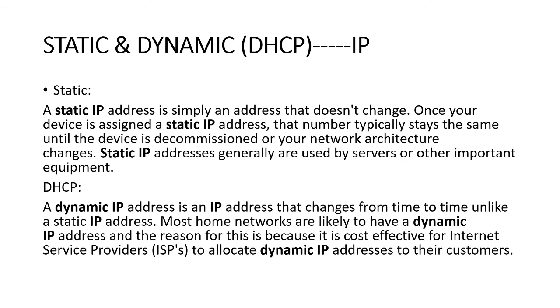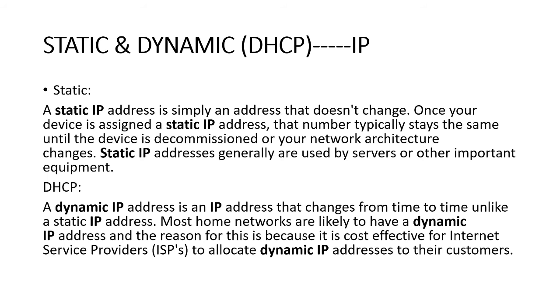Static and dynamic IPs. There are two kinds of IPs: static and dynamic. A static IP address is simply an address that doesn't change. Once your device is assigned a static IP address, that number typically stays the same until the device is decommissioned or your network architecture changes, or else you need to change it manually. Static IP addresses are generally used by servers or other important equipment. So static means stable: whatever IP address we give, it will take that IP and won't change until you change it.